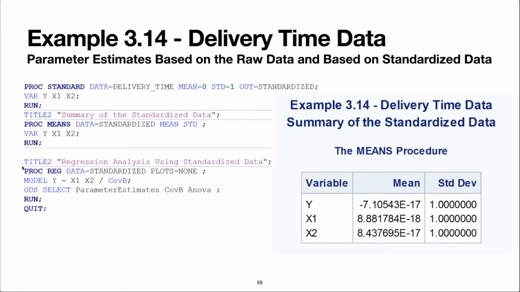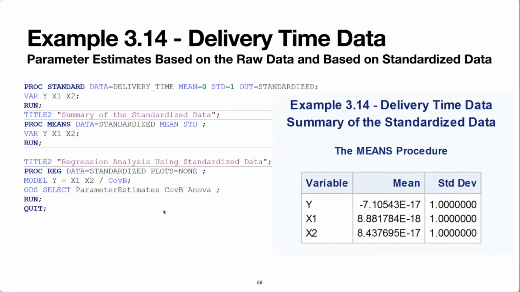Next, what I'm going to do is use PROC REG. I'm going to do an analysis using PROC REG with that standardized data set. And I'm just going to fit the model as usual, so y equal to x1 and x2. And then I'm going to specify the COVB option. This is going to produce the estimated covariance matrix of the beta parameters in this particular model. And then as usual, I'm going to restrict the output to only those quantities that I'm interested in looking at. So I want the parameter estimates table, the estimated covariance matrix for the beta parameters, and then the ANOVA table for the analysis.